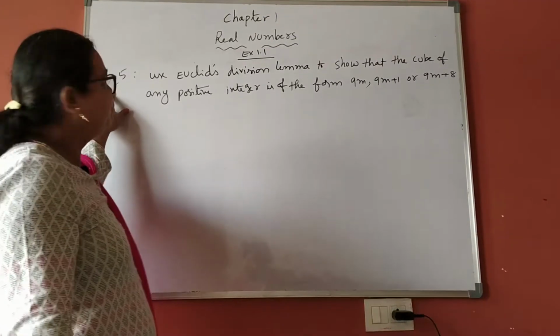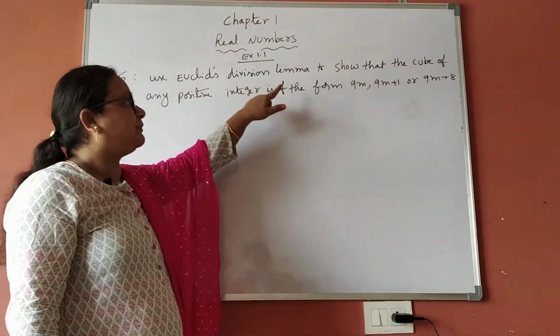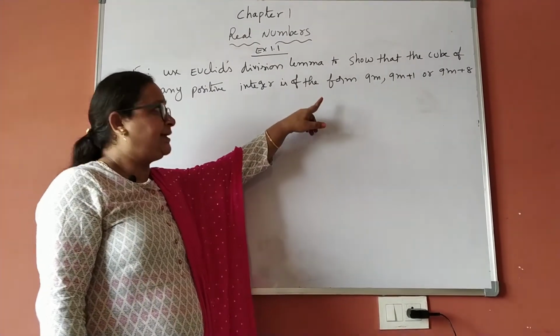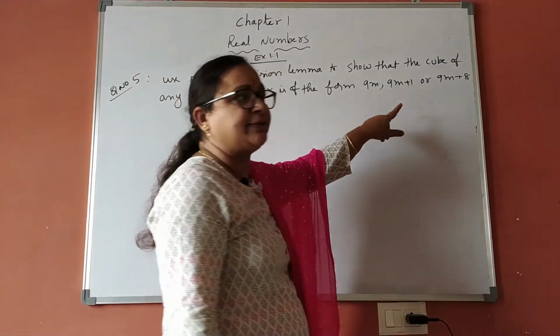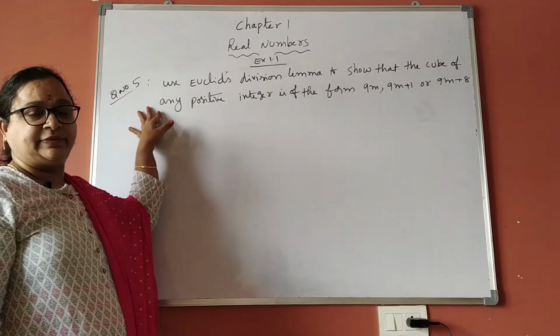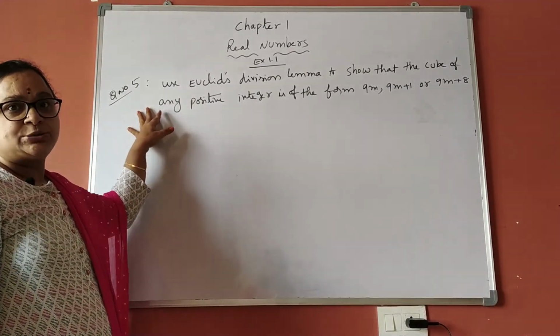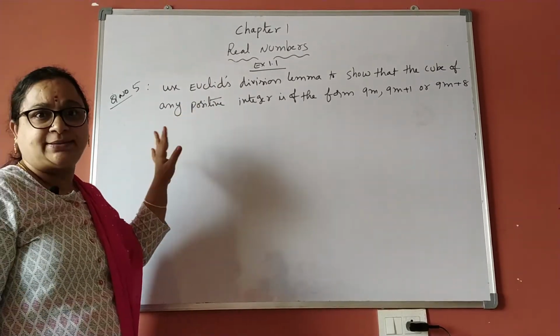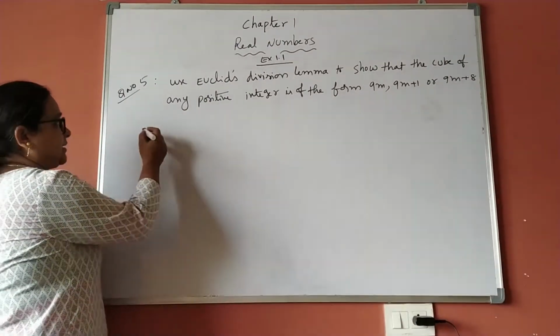Question number 5. Use Euclid's division lemma to show that the cube of any positive integer is of the form 9m, 9m plus 1 or 9m plus 8. This sum is also the same as the fourth one. In the fourth one, square of any positive integer; here, cube of any positive integer. Same process, children. So let us start.